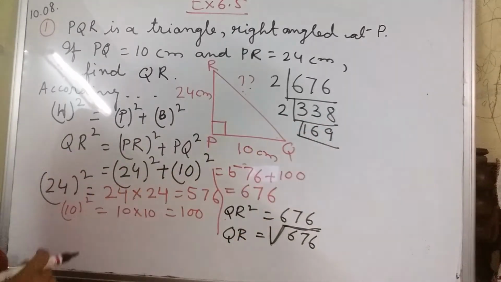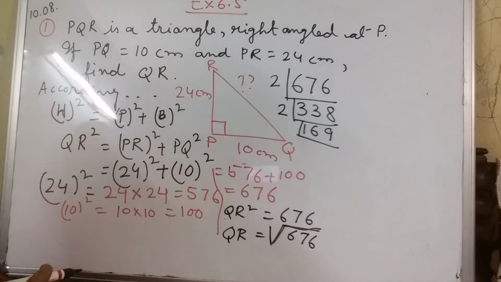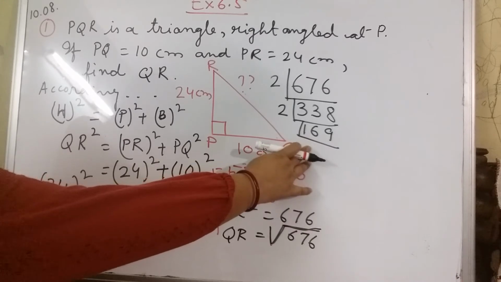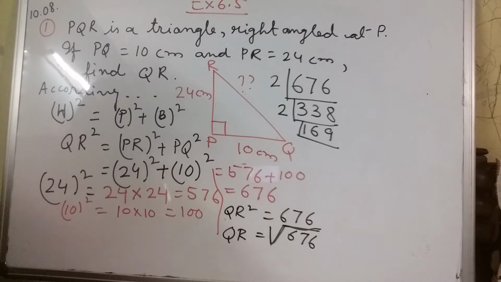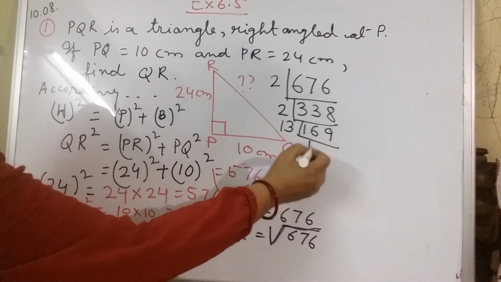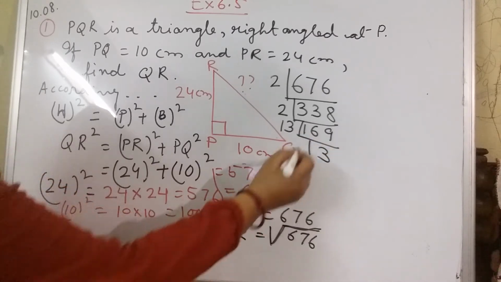And this is not divisible by 2 anymore. It is not divisible by 3, not divisible by 5, not divisible by 7. 169 is not divisible by 7, it is not divisible by 11 also, it is divisible by 13. If I divide it by 13, that is 13.